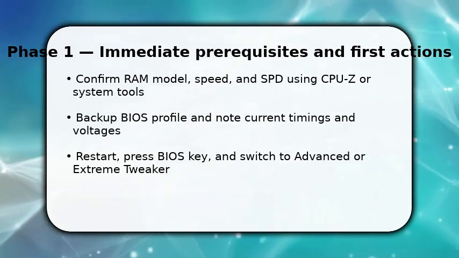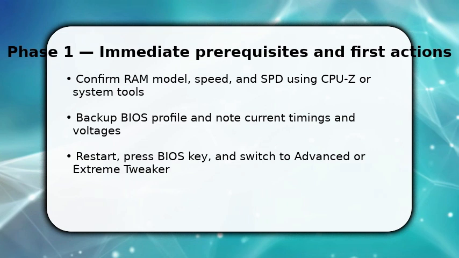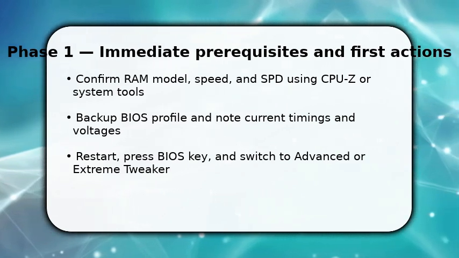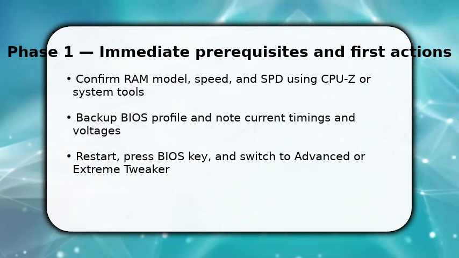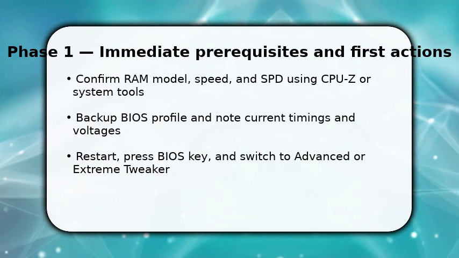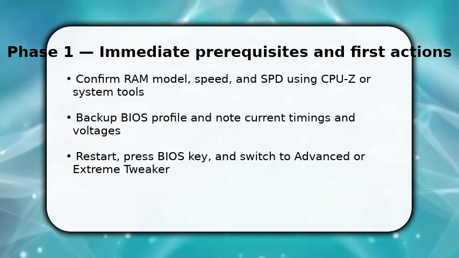Then restart and enter the BIOS Advanced or Extreme Tweaker page. Make sure to disable Automatic XMP/DOCP if enabled so you can adjust timings manually. You must start here to avoid guessing and to keep a restore point ready in case changes fail.